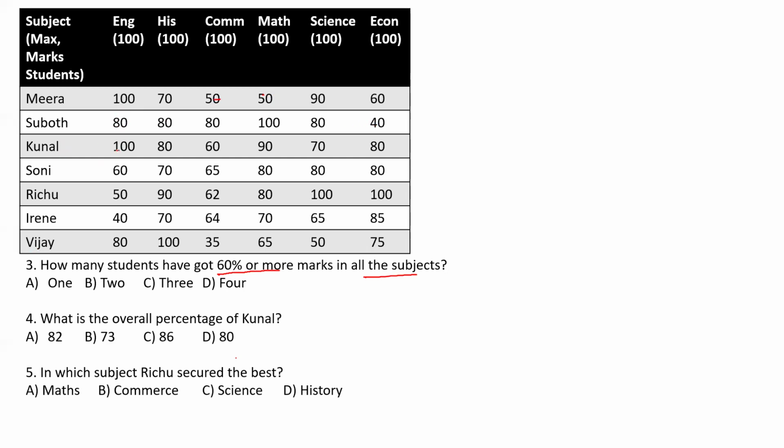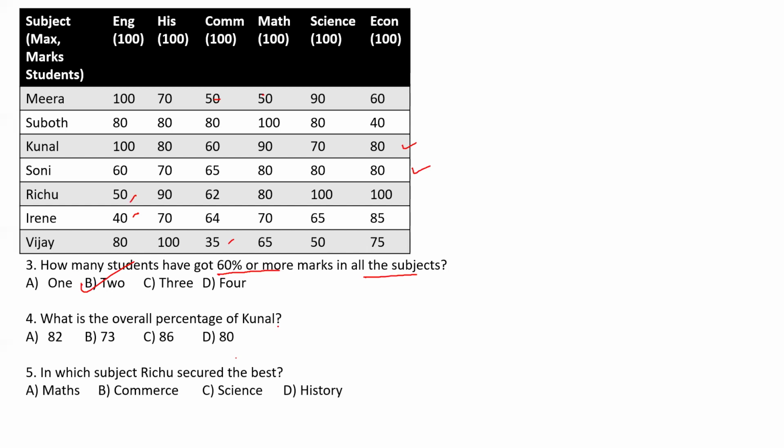Kunal, see, he has scored more than 60 in all the subjects. So Kunal will be taken into account, and Sony as well, all above 60. But the rest of the people scored less, like 50, 40, 35, so eliminated. So only 2 students.